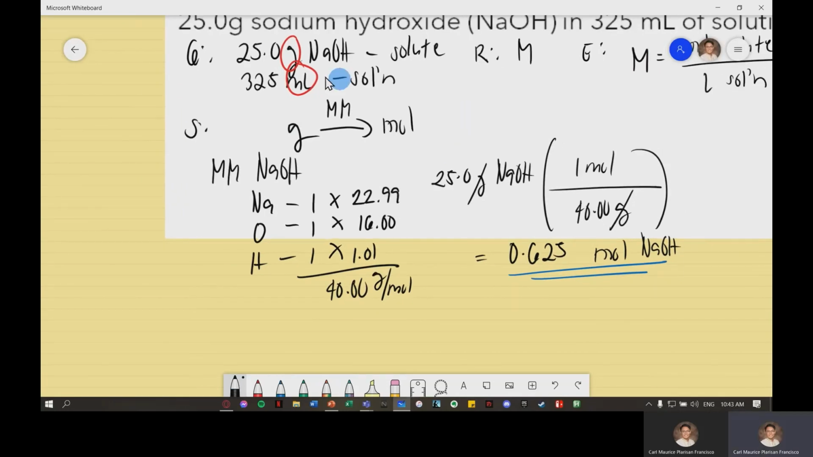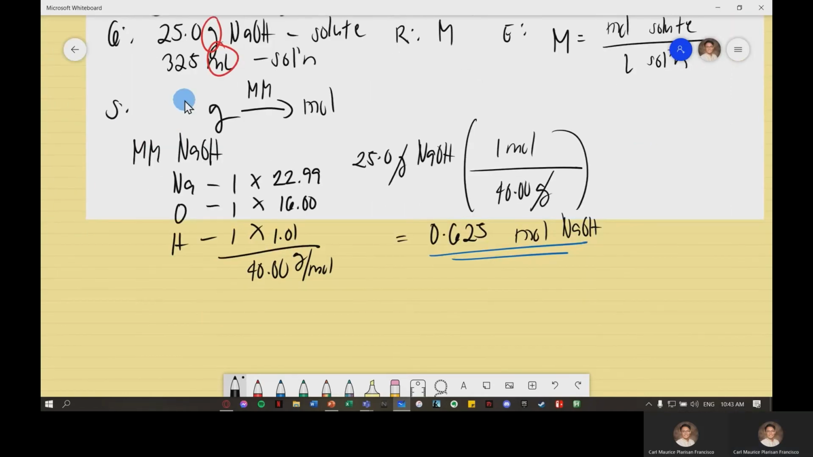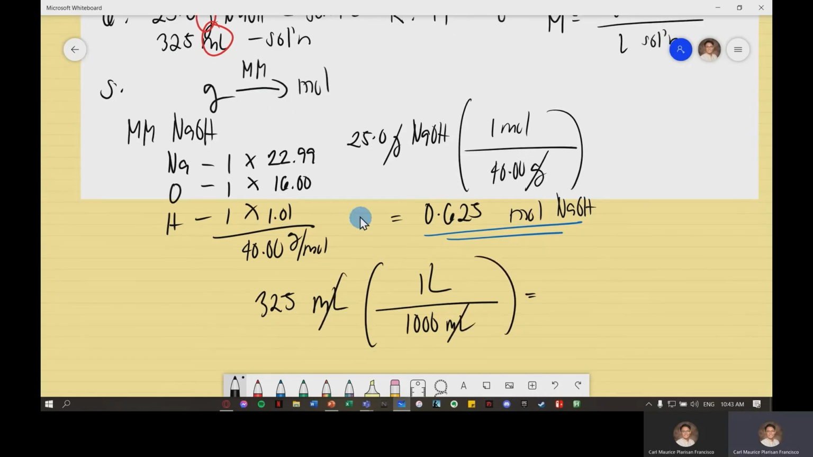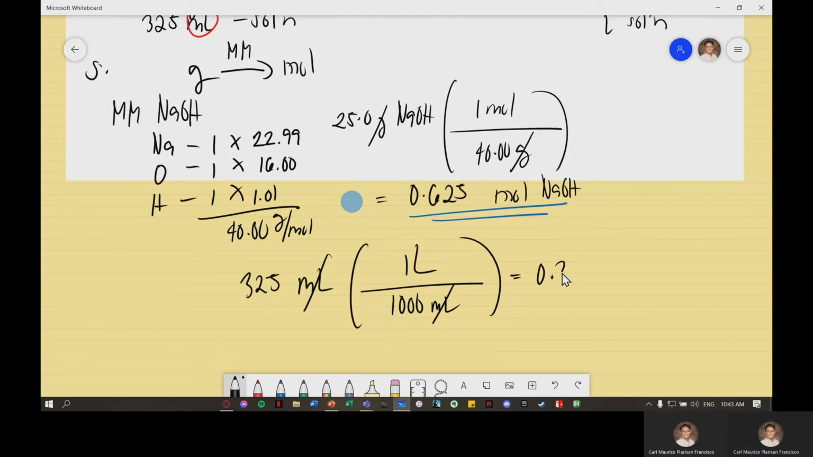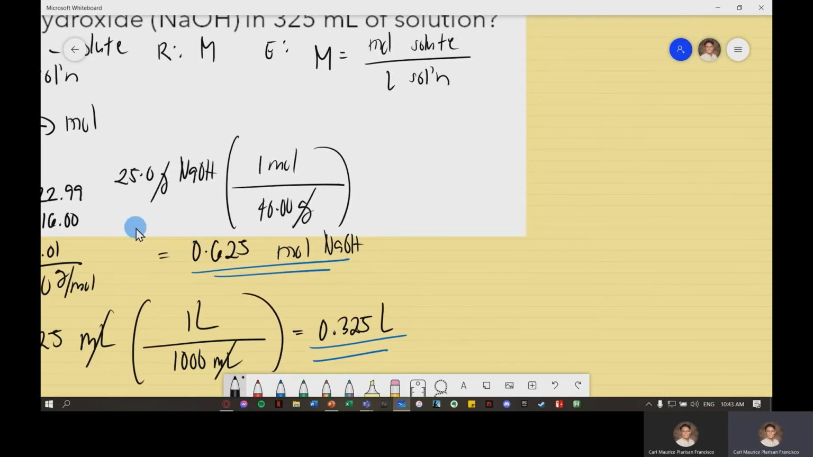Next is my solution. What we require is liter, but what I am provided is milliliter. So convert 325 milliliters to liters. Milliliter is cancelled. This shall be 0.325. Okay, so now my solute and solution are okay. I may now proceed with my main solution.